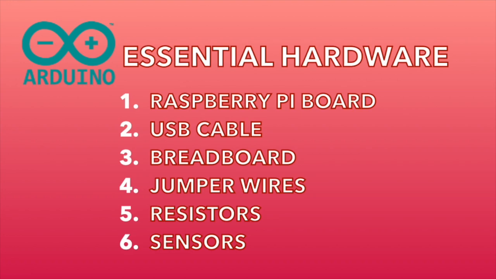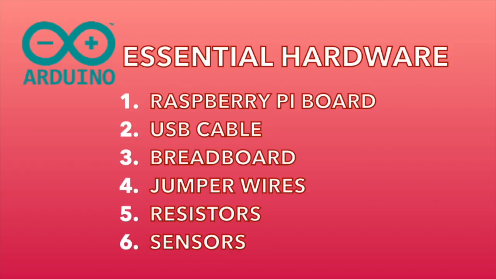Next, we have the USB cable. The USB cable is used to power the Raspberry Pi and also to connect it to other devices like a computer. It helps in transferring power and sometimes data, depending on the setup. It is essential for starting and running the Raspberry Pi safely.